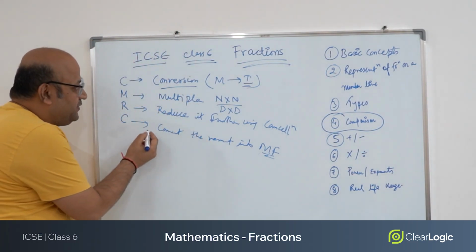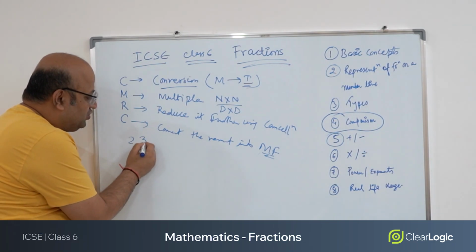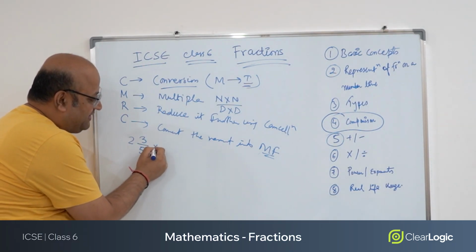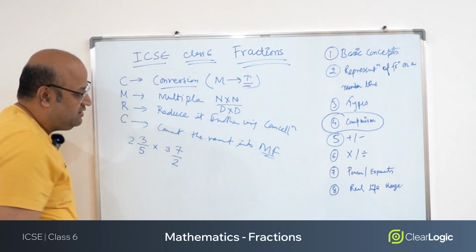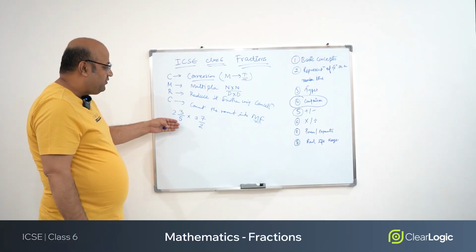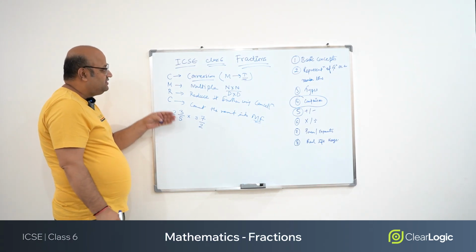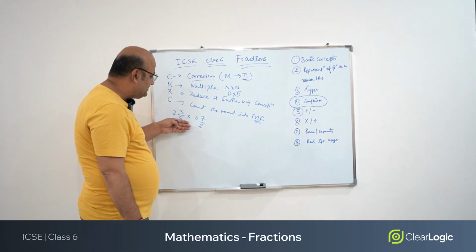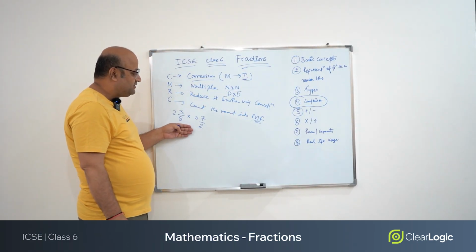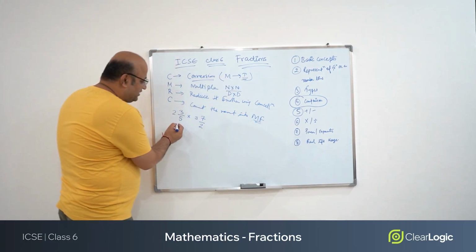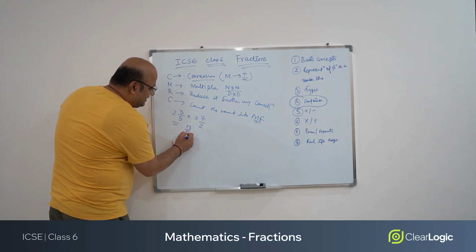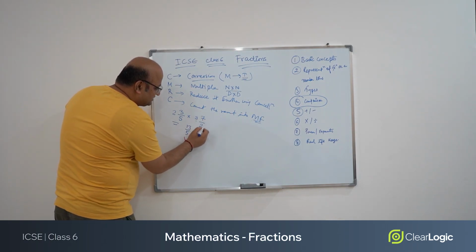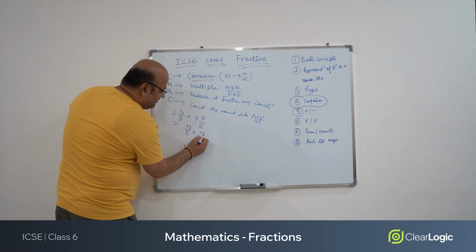So let's take an example that we have 2 3 by 5 multiplied by 3 7 by 2. In this particular case, if you want multiplication of two fractions like this, we'll first convert these mixed fractions into improper fractions. So first one will be 5 2s are 10, 10 plus 3 is 13 by 5 multiplied by 3 2s are 6, 6 and 7 is 13, 13 by 2.